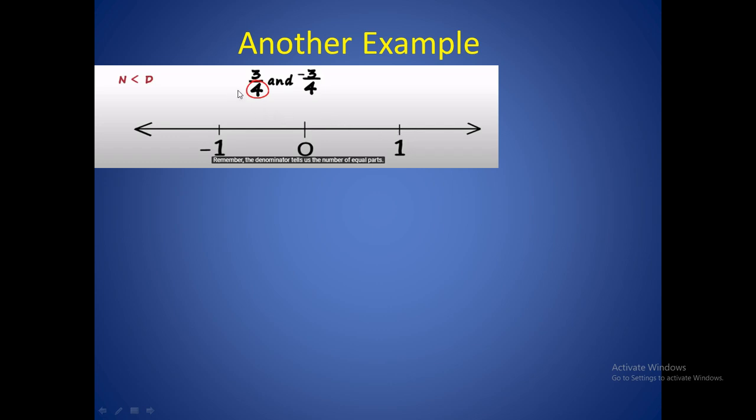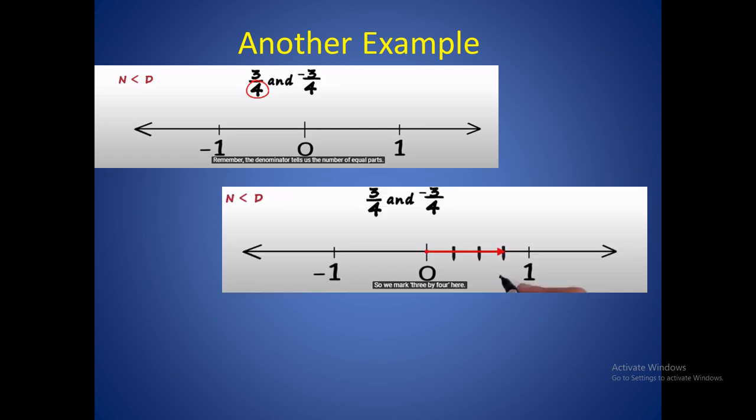Now look at the denominator. Denominator is 4. It means we have to divide this gap of 0 and 1 in 4 equal parts. How will we divide in 4 equal parts? By plotting 3 points. So we have to mark 3 points in between 0 and 1: 1, 2 and 3. Now due to this, 0 to 1 is divided in 4 equal parts.